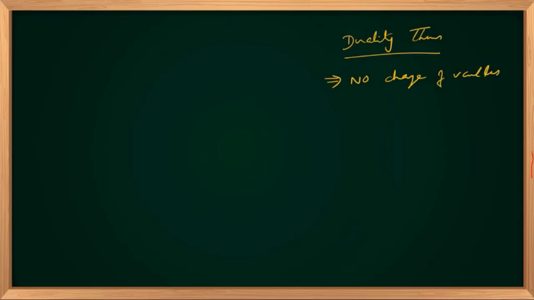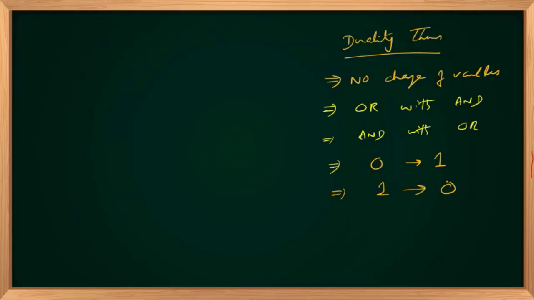If you have an OR sign, we should replace OR with an AND sign. Similarly, AND sign with an OR sign. And if you have logic constants, let us say 0 and 1, we should replace 0 with logic 1. If you have 1 in the expression, we should replace it with 0.